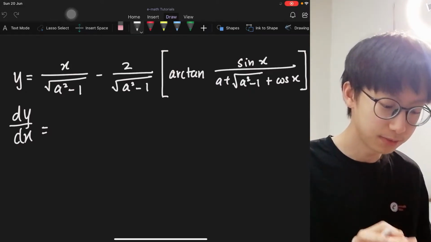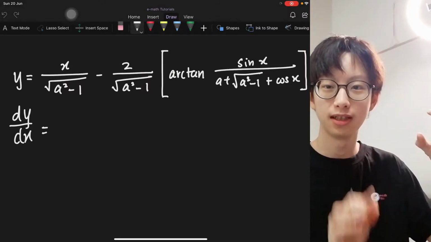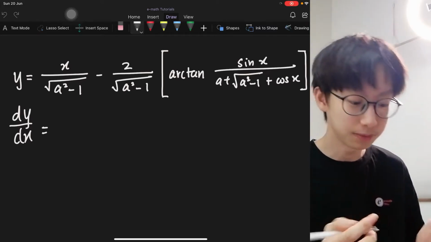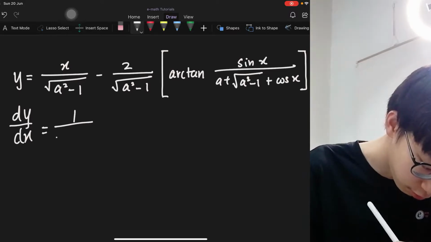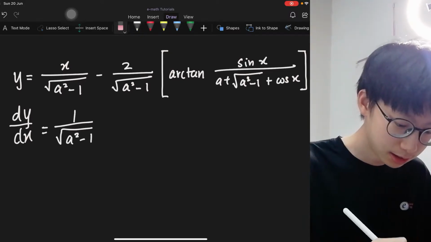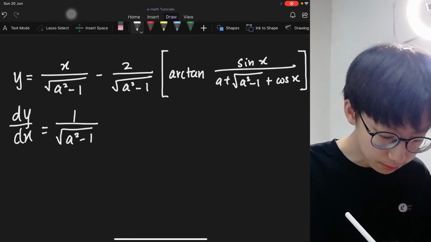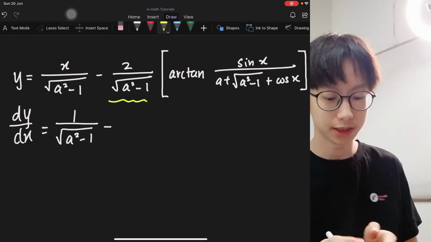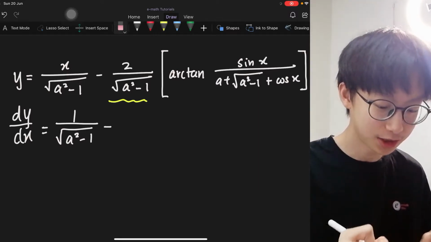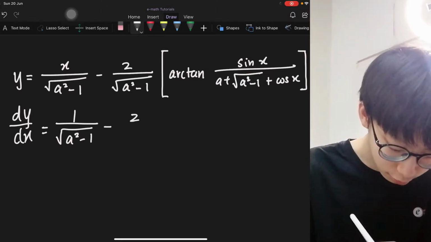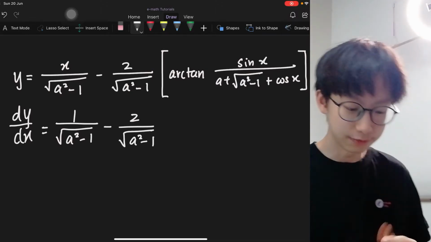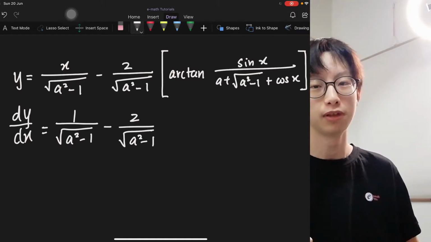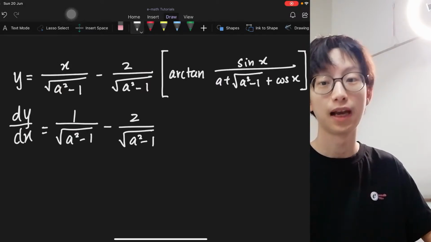So if you look at the first term here, it is just some constant times x. When you differentiate x, it becomes 1, attached to the constant multiple. So it is just 1 over square root of a squared minus 1. Minus, the whole thing here is just a constant multiple attached to some complex function. Just copy it, 2 over square root of a squared minus 1. And if you notice, two of them actually have a common denominator, which means later on you can combine them into one term.